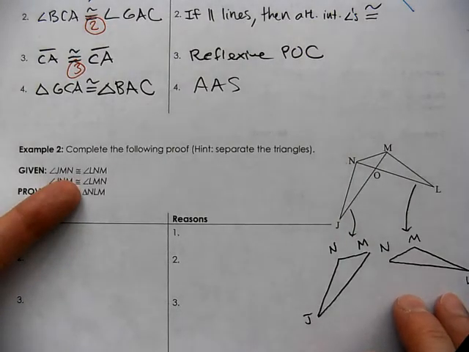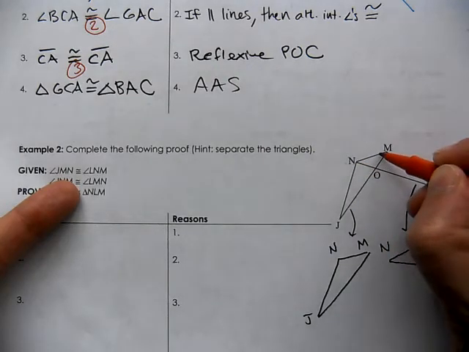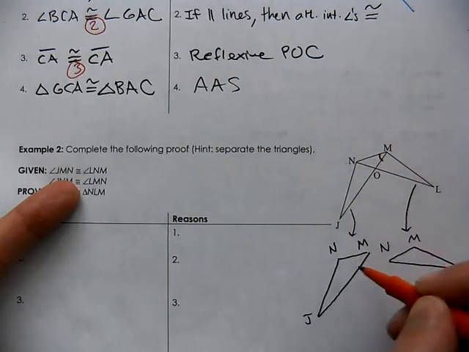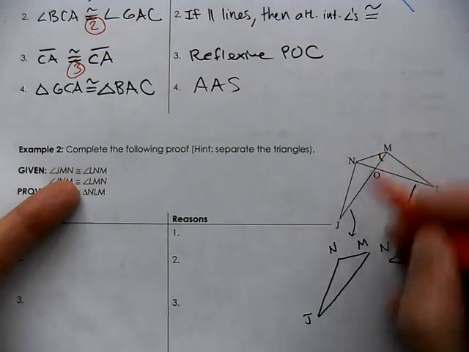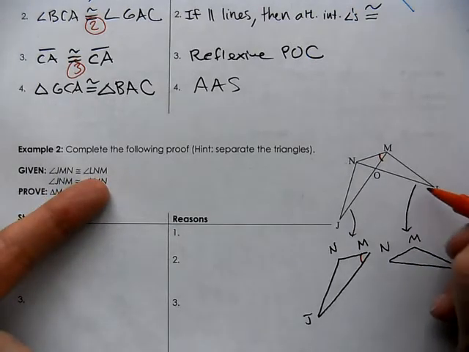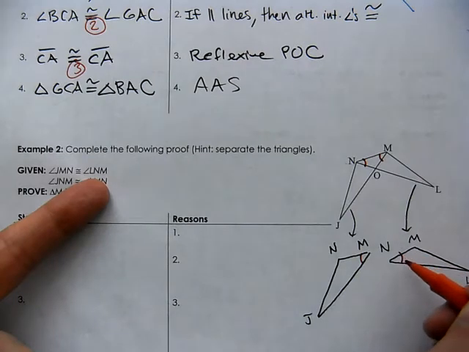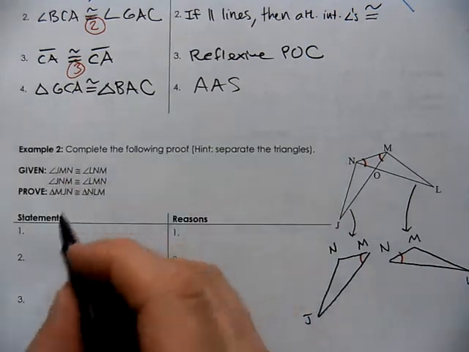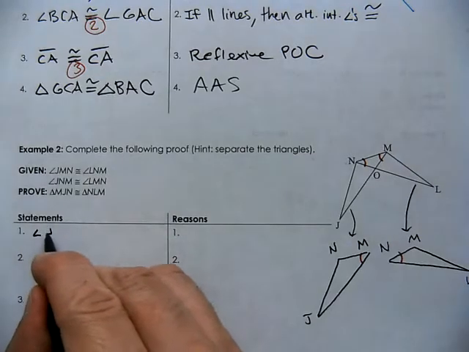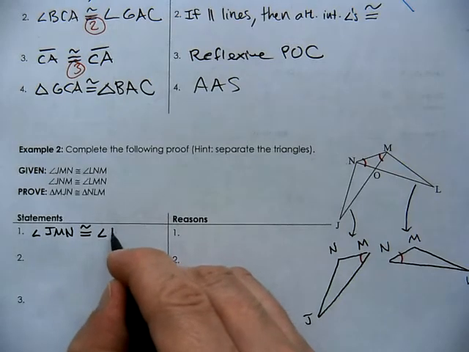Alright, so let's find these angles and mark them on our diagram. Angle JMN. JMN is this angle, which is also on this big triangle on the left-hand side. JMN is congruent with angle LNM, which is this angle here at N. So if you mark it, you've got to write it down. So angle JMN is congruent with angle LNM.